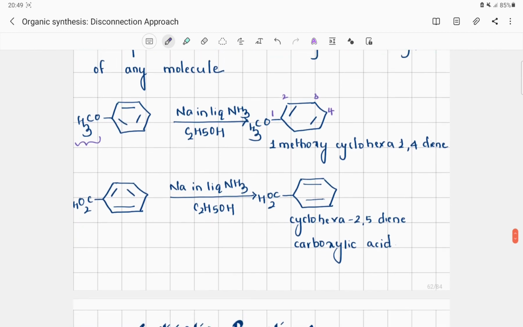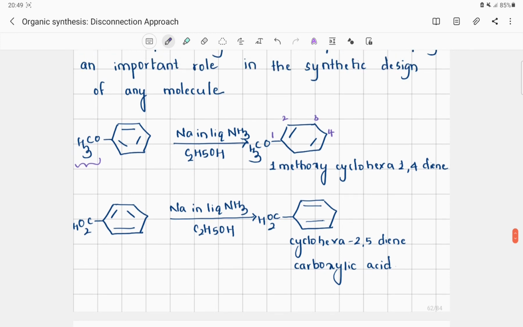If there is an electron withdrawing group, like for example a carboxylic group, in Birch reduction in the presence of sodium and liquid ammonia and ethanol, this is going to give me cyclohexa-2,5-diene carboxylic acid. Here it is numbered 1, 2, 3, 4, 5. So we are going to get a 2,5-diene carboxylic acid. If there is an electron donating group, we get a 1,4-diene system, and if there is an electron withdrawing group, then I am going to get a 2,5-diene system.